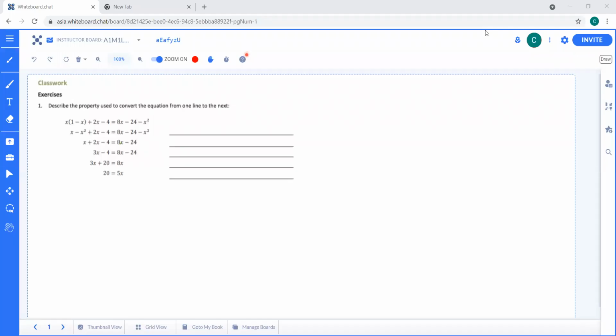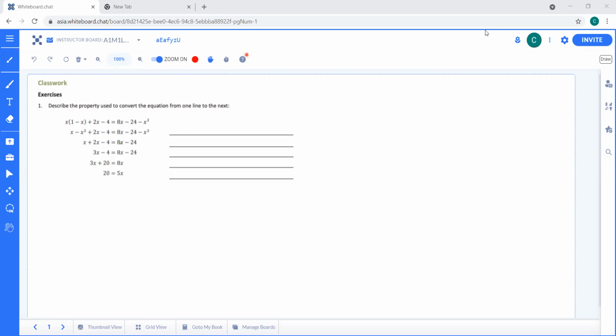All right. This is lesson 13, and we're looking at what they call potential dangers when solving equations. It says describe the property used to convert equations from one line to the next. Okay, so basically we're just talking about the same distributive, commutative, associative, all those types of things. So we've got to look and see what's going on.